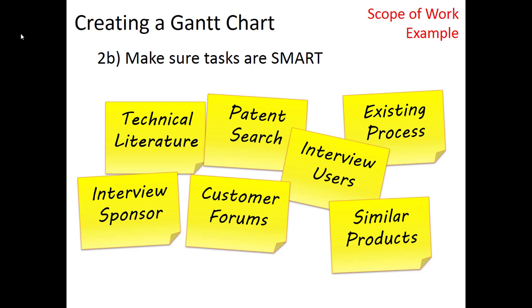After you've identified all of the tasks you think need to happen, you then want to check to make sure they are SMART. Now, SMART's an acronym. It stands for specific, measurable, attainable, realistic, and timely. Each one of these tasks needs to be all of those things. So let's take a look at a couple of these.